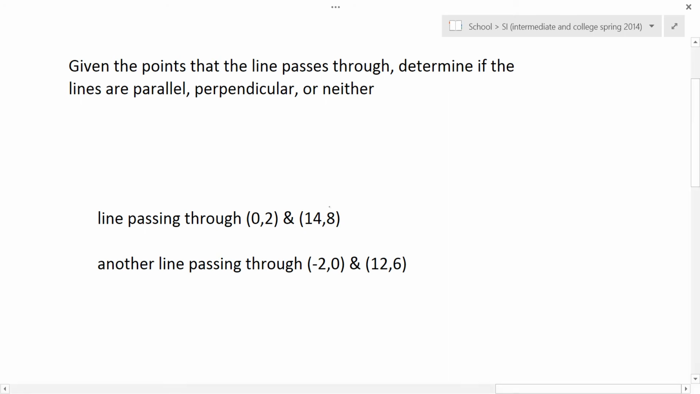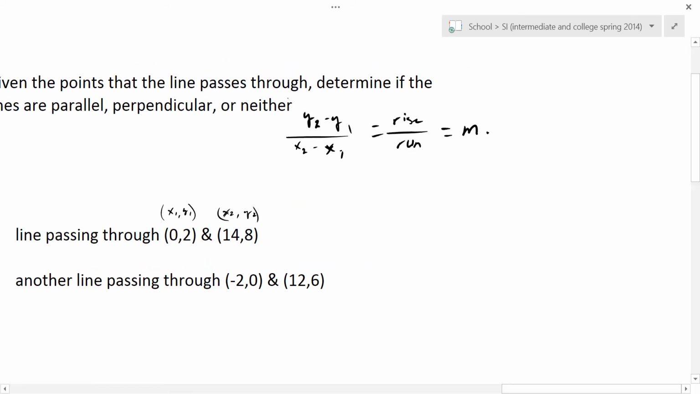So in order to find the slope, we can do rise over run. Or, if you know this formula, y2 minus y1 over x2 minus x1, that's another formula for slope. This is also rise over run, because y values are rise, x values are run. And this is m for slope. So I'm going to pick one point. This is going to be x1, y1. It's going to be x2, y2. I'm going to go ahead and plug it into this little formula right here that I have.